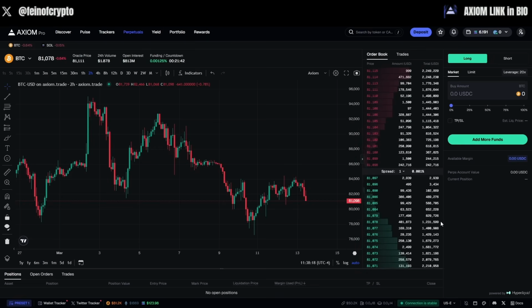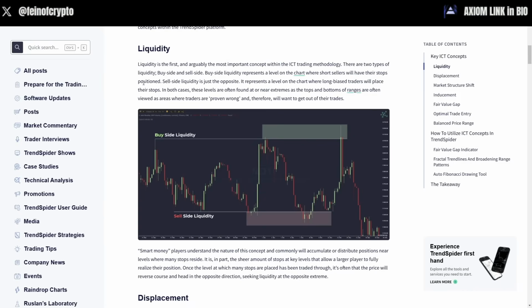Now let's look at a quick definition from this website. Liquidity is the first and arguably the most important concept within the ICT trading methodology. There are two types, buy side and sell side. Buy side represents a level on the chart where short sellers will have their stops positioned. So right here, if you're shorting, your stops are going to be up here. Sell side is the opposite. So if you're buying, your stops are going to be right here. It represents a level on the chart where long bias traders will place their stops. In both cases, these levels are often found near extremes, at the tops and bottoms of ranges.